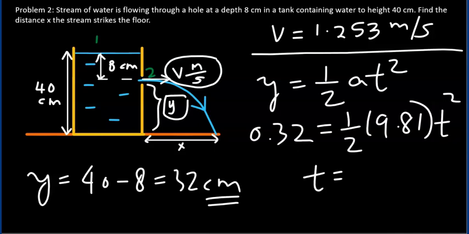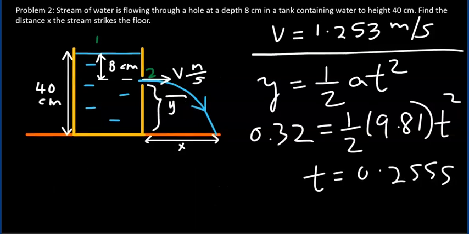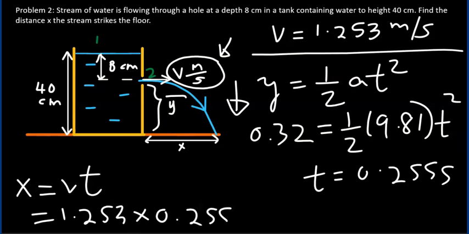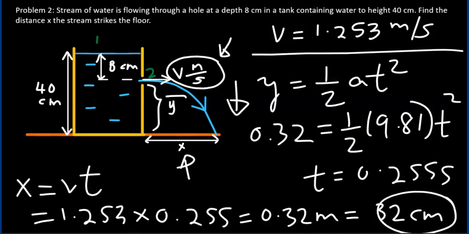And when you do that, your t is 0.255 seconds. And now using the fact that the initial horizontal component of the velocity does not change because gravity acts vertically downward, so gravity has no effect on this initial value of v, we can determine x. x is quite simply vt. So v is 1.253 and t is 0.255 seconds, which will give you 0.32 meter or 32 centimeters for x. And that solves the problem.